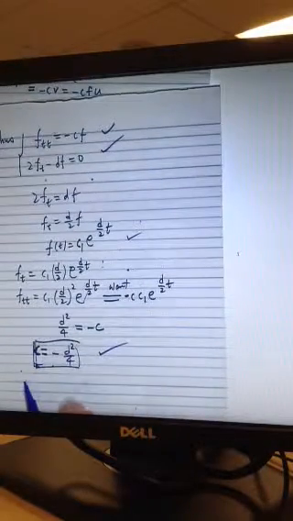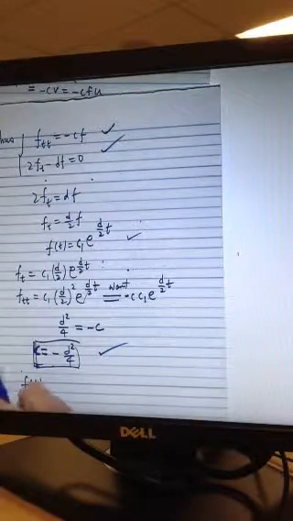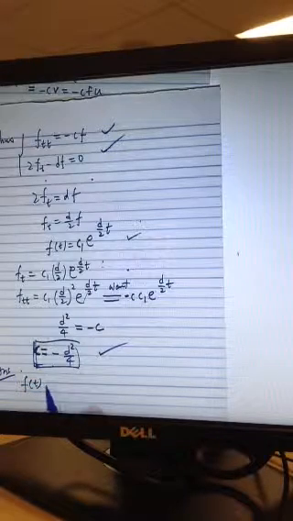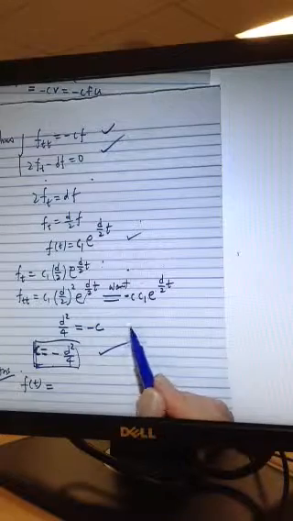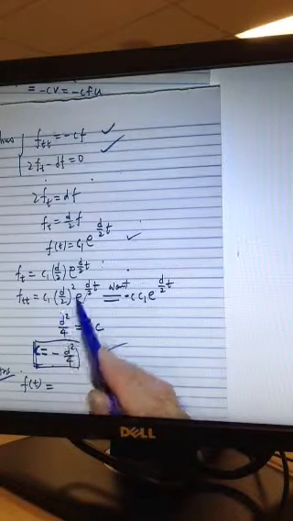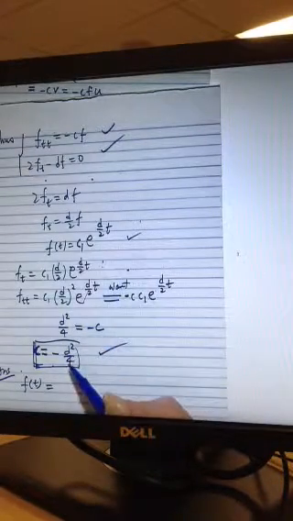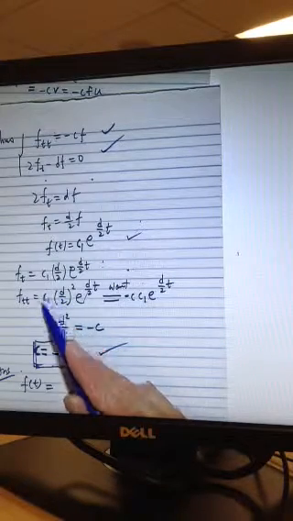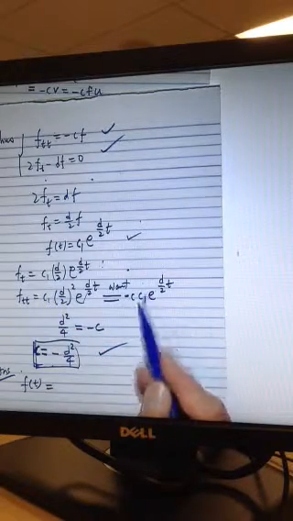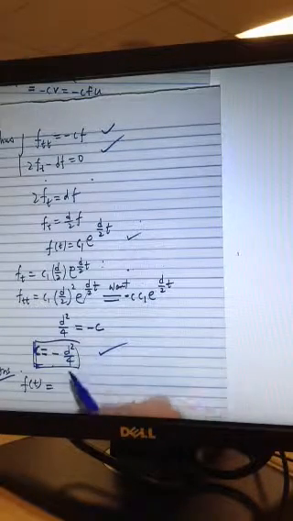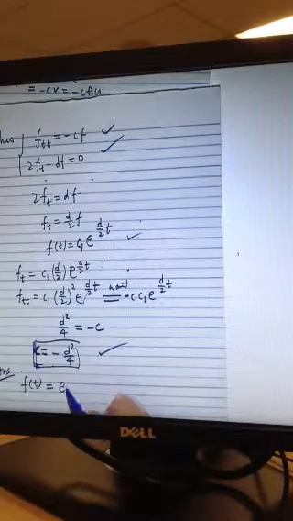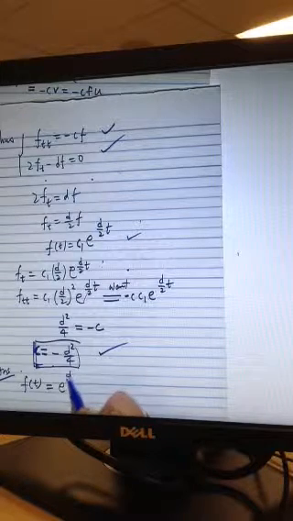Okay, so finally, what is the answer? Oh, I did too much. F of t is, c1 is cancelled. C1 can be anything. Looks like c1 can be anything because I cancel the c1. So one example of f of t would be e to the d over 2t.